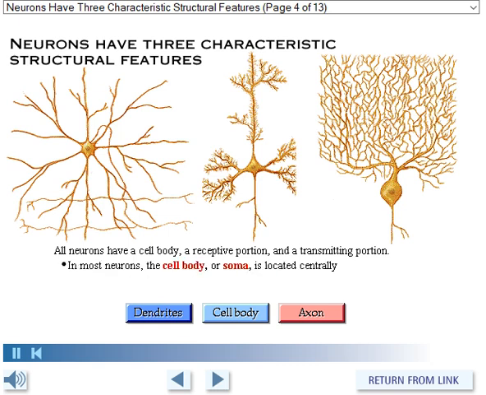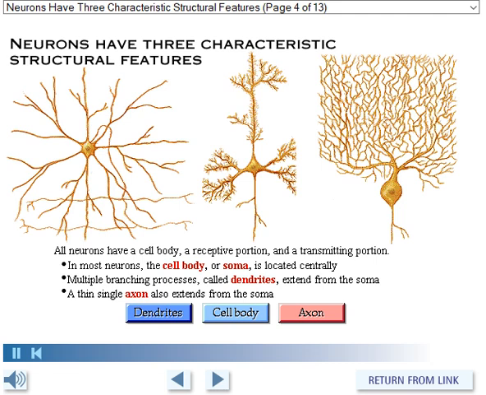In most neurons, the cell body, or soma, is located centrally. Multiple branching processes, called dendrites, extend from the soma, forming a structure resembling the branches of a tree. A thin single process called the axon also extends from the soma. Click the buttons to highlight the dendrites, cell bodies, and axons.